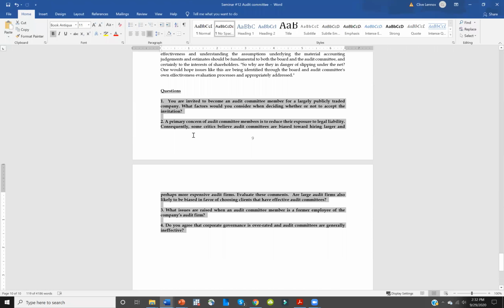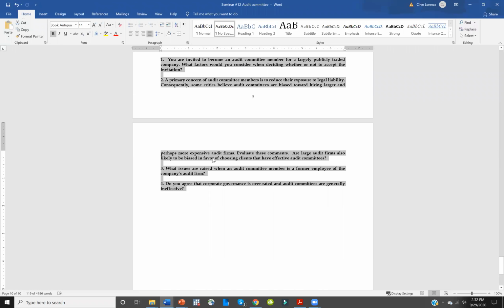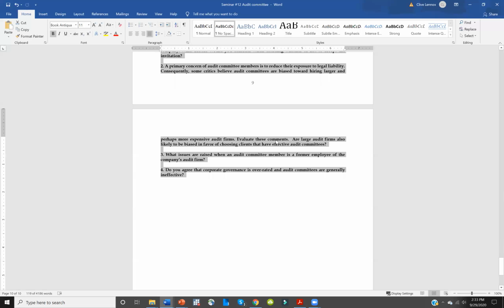The second question is about the relationship between audit committees and audit firms. As it says here, the primary concern of audit committee members is to reduce their exposure to legal liability. So some critics say that audit committees are biased towards hiring the larger, more reputable and perhaps more expensive audit firms like the Big Four, and ask you to evaluate this comment.